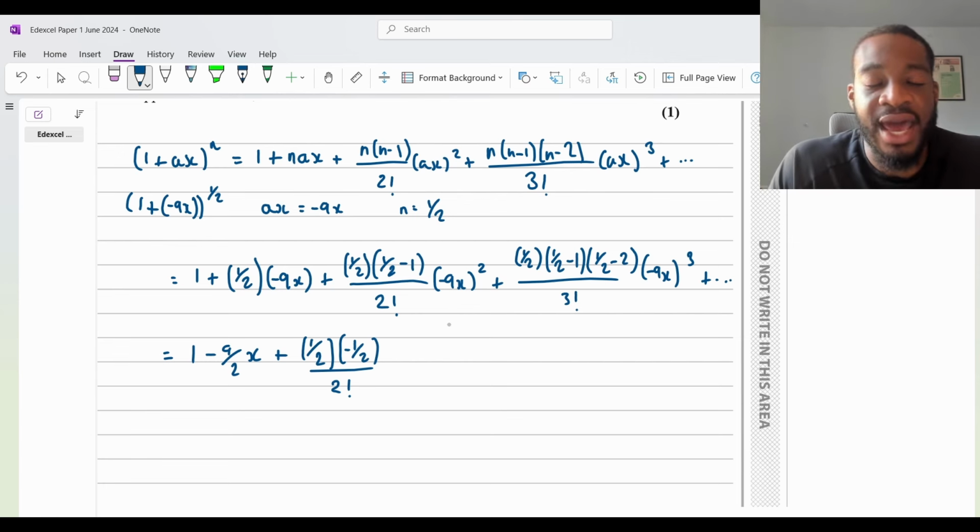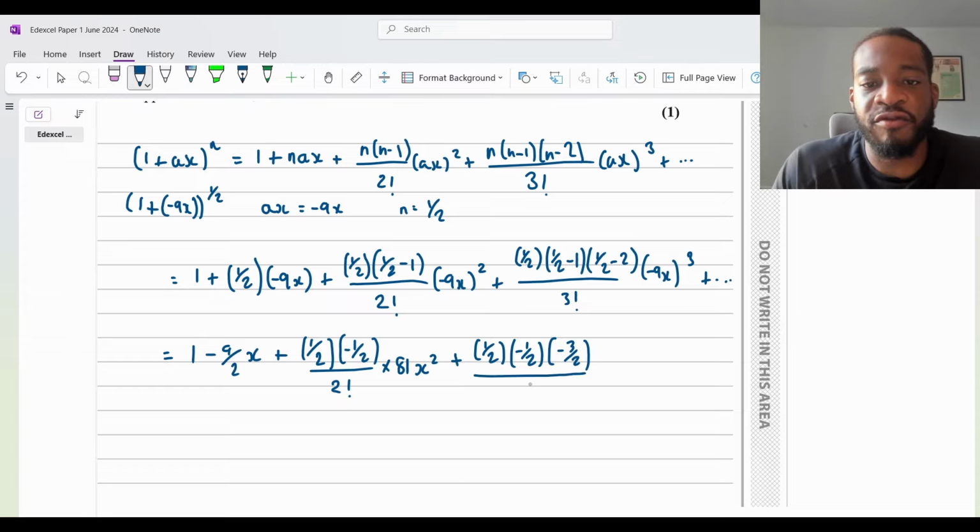So minus 9x all squared is going to be a positive 81x squared, isn't it? So it'll be 81 x squared. And then this one is going to be plus 1/2, then minus 1/2, then minus 3 over 2, isn't it? That's going to be over 3 factorial, which we know is 6, but I'm still going to leave it like that. And then that one is going to be negative.